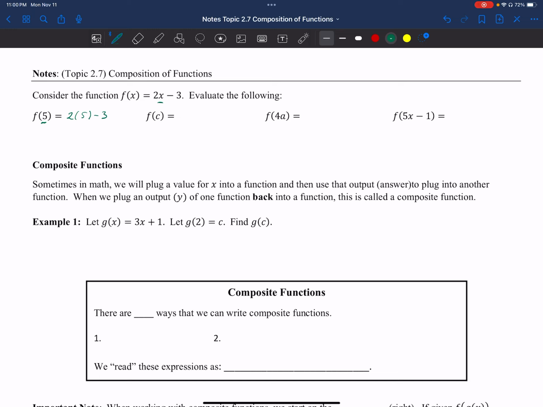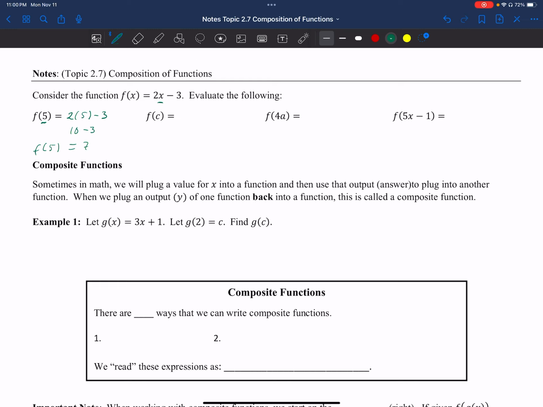After that, I'm going to multiply 2 times 5, which is 10, and then 10 minus 3, which will be equal to 7. So that's what f of 5 is. When I input 5 into the function f of x, I get my output to be 7.